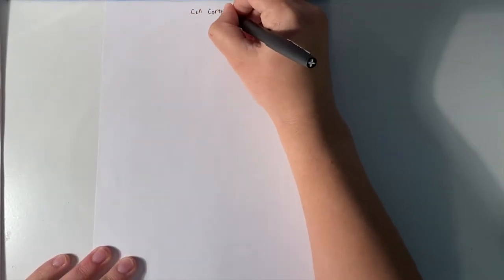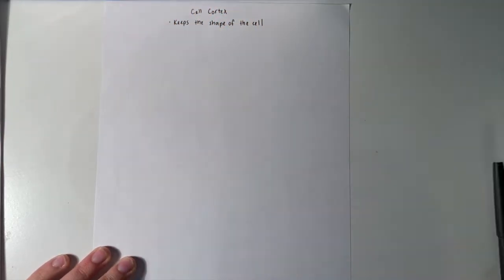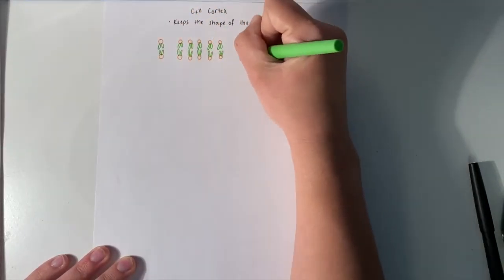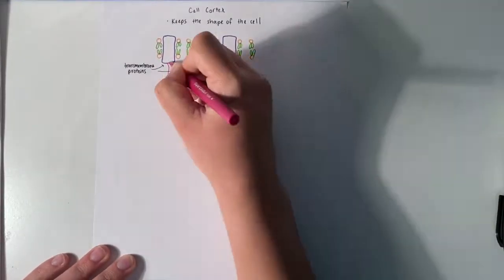Below the membrane is the cell cortex. The cell cortex keeps the shape of the cell. It is made of long tubular proteins that attach to transmembrane proteins to connect to the cell membrane itself.